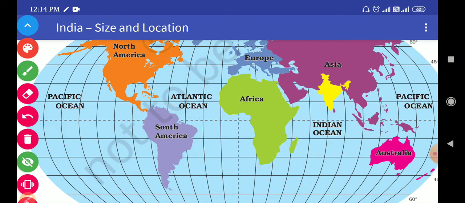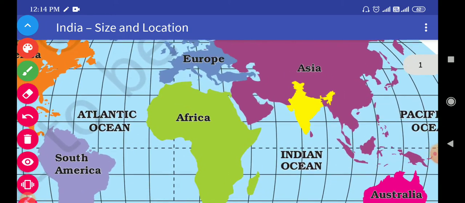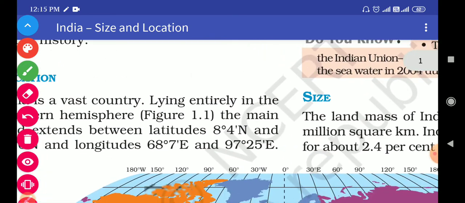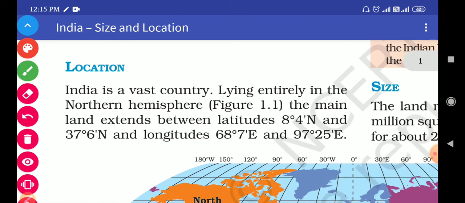So see, from the southernmost part of India, definitely one latitude passes, and in the same manner from the northernmost part of India another latitude. The land of India lies between these latitudes, which is mainly known as the latitudinal extent. And I have already mentioned to you that India's latitudinal extent is 8 degree 4 minute north and 37 degree 6 minute north.